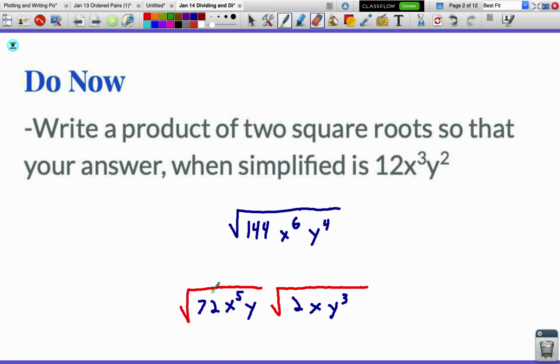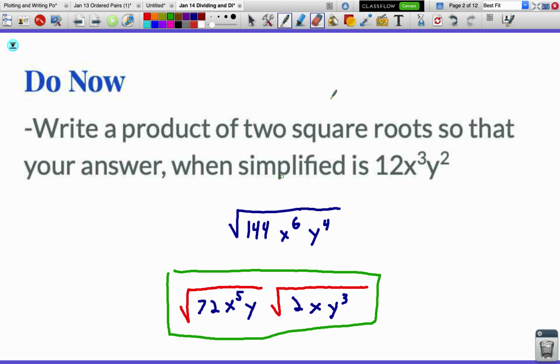Write the product of two square roots so that your answer when simplified is 12x cubed y squared. So yeah, lots of different ways we could have split up those numbers. I like this problem because you really got to think through the vocab and reverse some of the problem processes we've been doing so far.